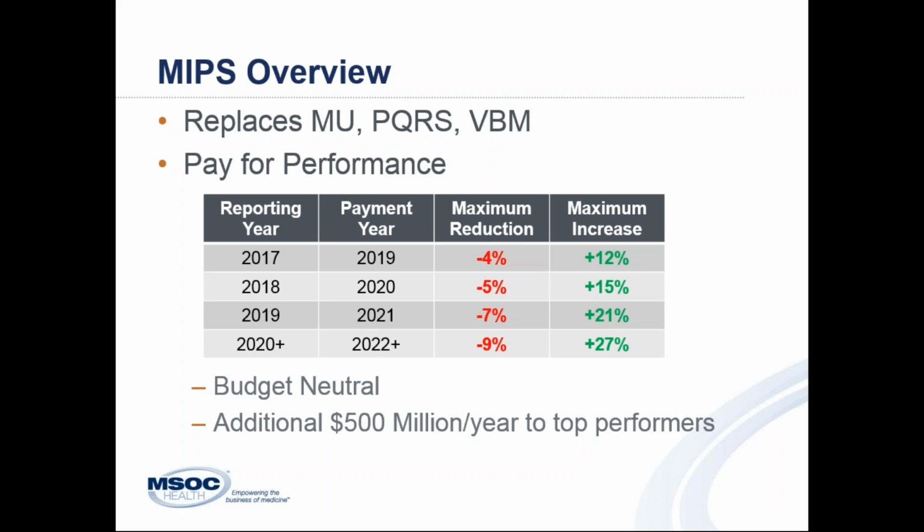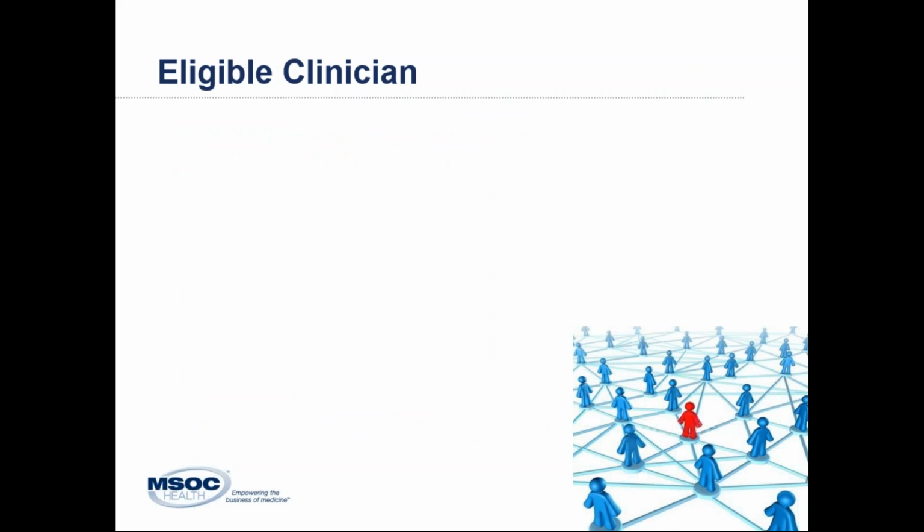And there's that additional $500 million a year for the first several years that will go to just the top performers by law. So who is an eligible clinician in this program? Because you'll remember that PQRS, meaningful use, and value-based modifier all have different definitions of who's eligible. The people who are now eligible for MIPS, starting in 2017, are physicians, physician assistants, nurse practitioners, clinical nurse specialists, and CRNAs. So if you have dietitians, occupational therapists, physical therapists, clinical psychologists, or social workers in your practice, they are not eligible for the MIPS program at this point in time, and that's by law. It can be expanded to include them after the 2019 reporting year.